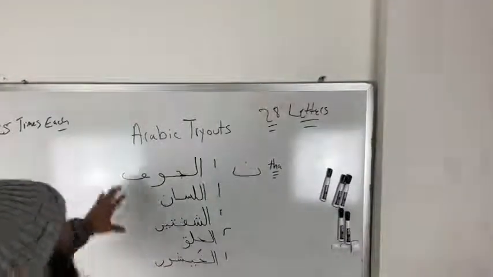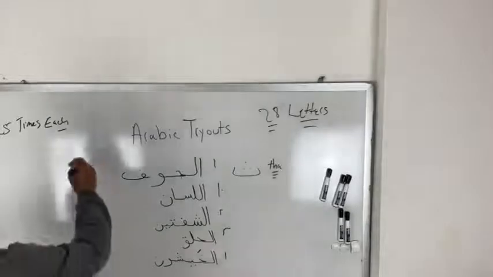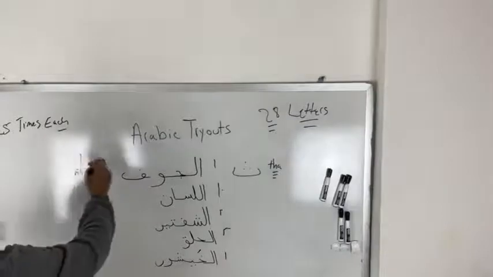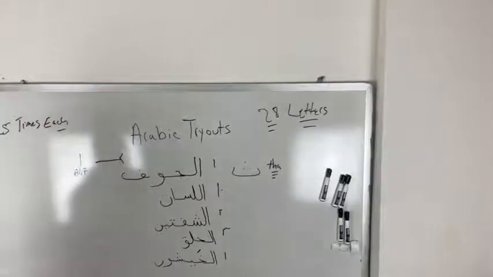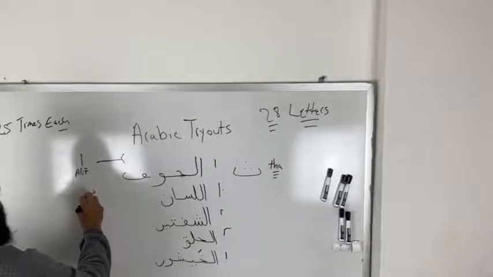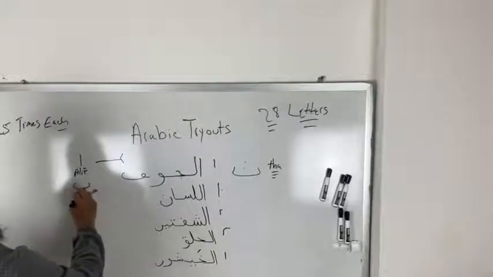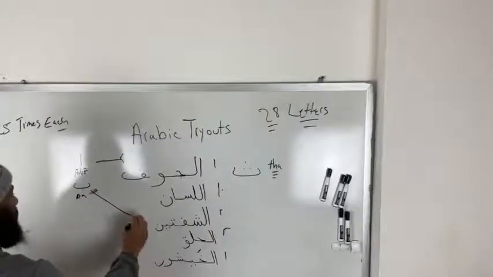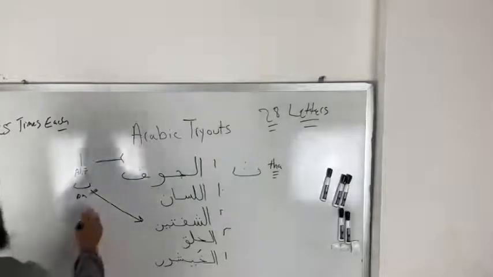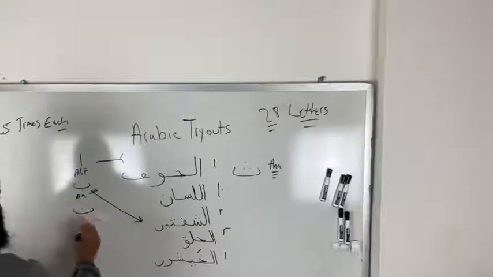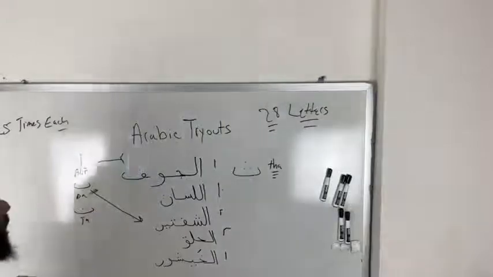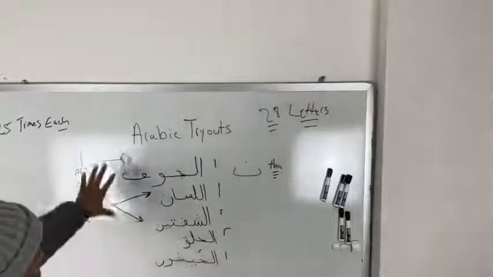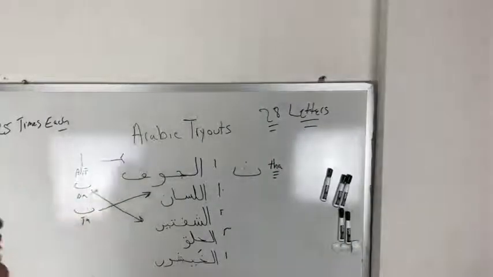So the next thing we did is we learned that Aleph makes no sound, and that's the name of it. It's the first letter of the Arabic alphabet, and it is in Al-Jawf, okay? We learned that Ba, which is the second letter, is part of Ash-Shafatain, the lips, and we learned that Ta is a part of Al-Lisan, okay? A part of Al-Lisan. These are the 3 letters we learned so far.